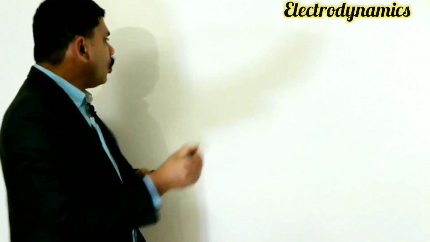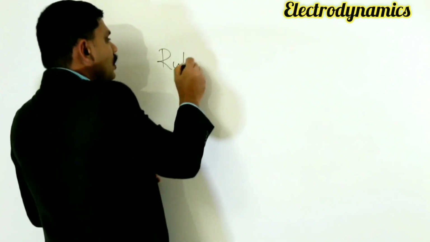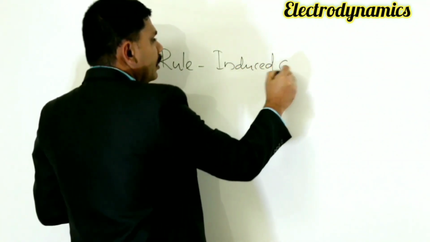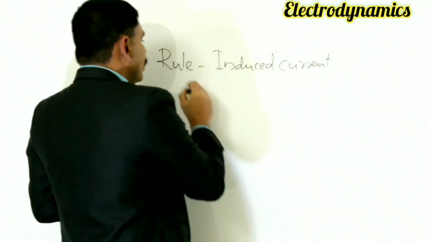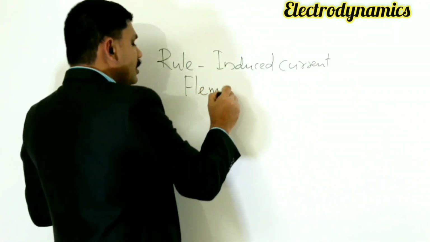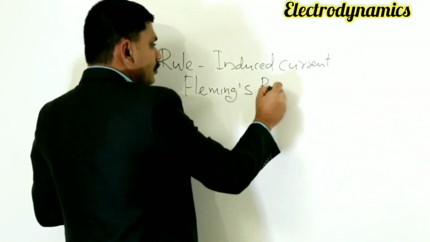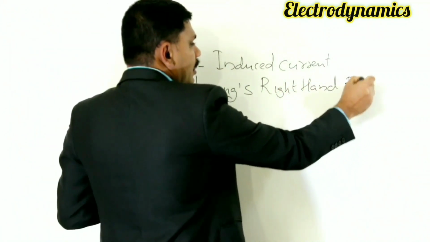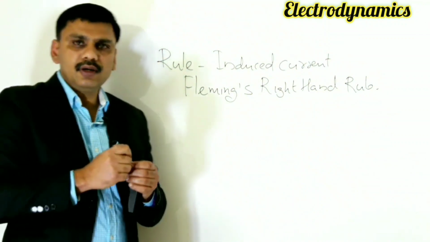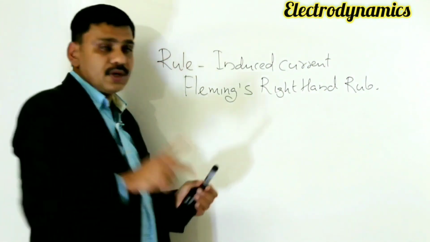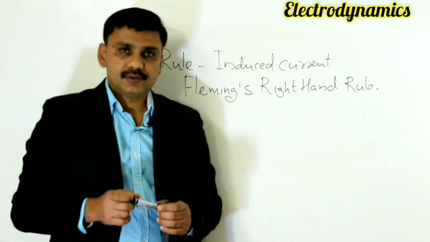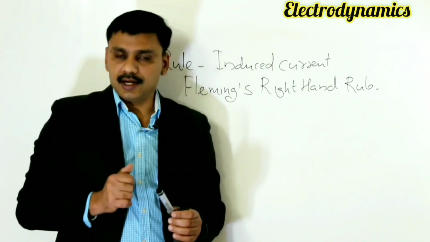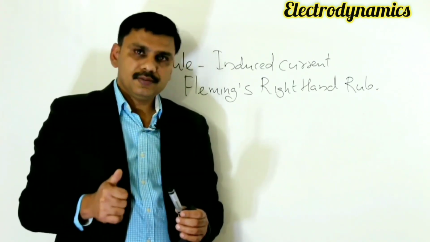Rule for finding induced current. The rule is Fleming's right hand rule. It is very simple. Fleming's right hand rule is used for finding the induced current.